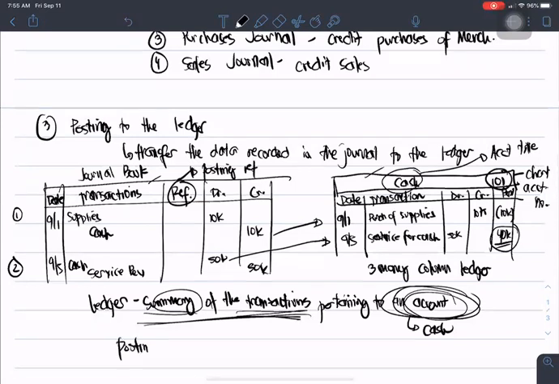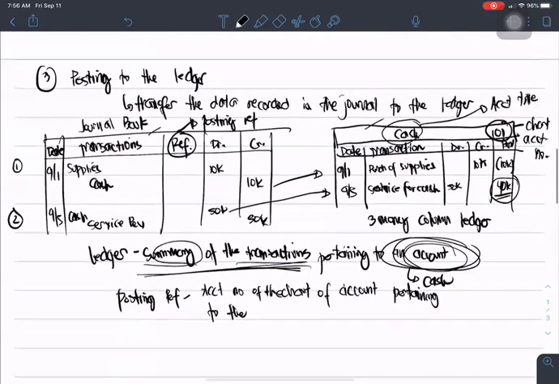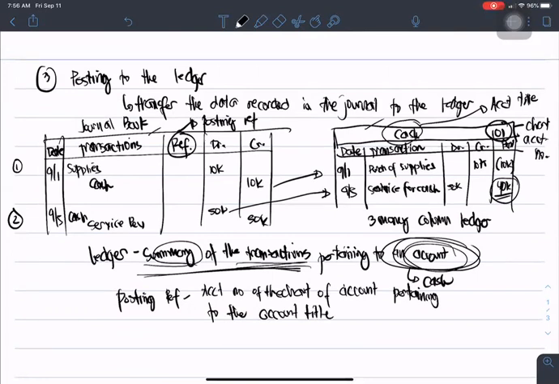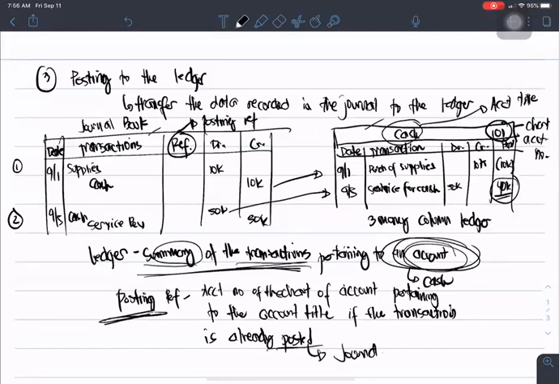In the posting reference, you place the account number of the chart of account pertaining to the account title, if the transaction is already posted. That's why it's called posting reference. So you will only place an item here in the ref in case it is already posted. Sir, what do we mean it is already posted? Meaning from the journal, it is already transferred to the ledger.